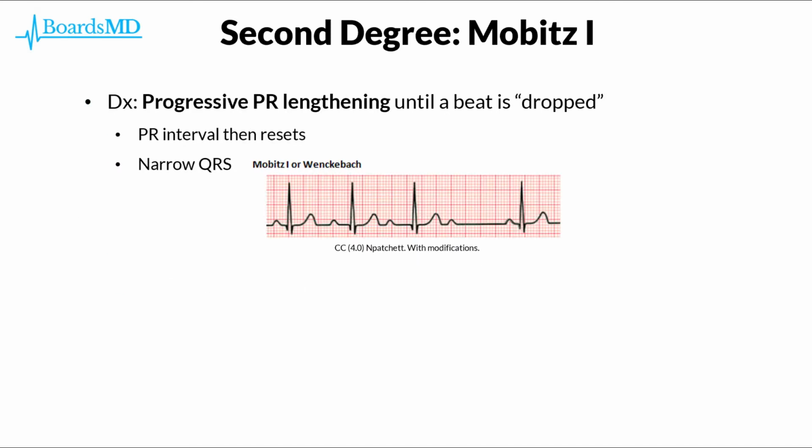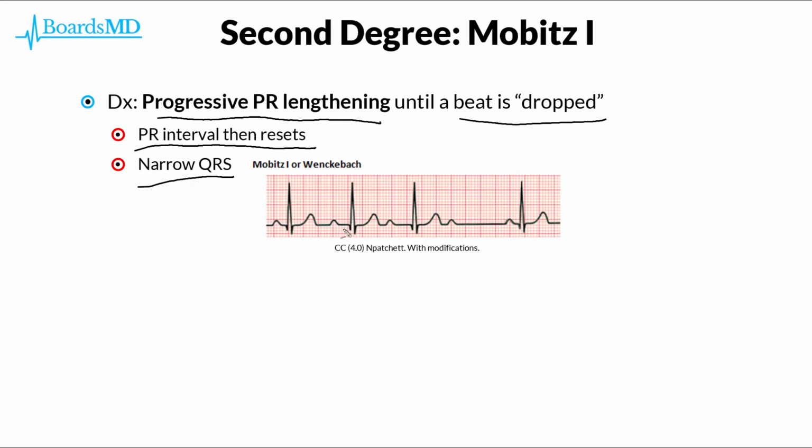In Mobitz Type 1 on EKG, classically this EKG is going to show progressive PR lengthening until a beat is dropped. The PR interval will then reset to its original length. These patients typically will also have a narrow QRS complex. This can be appreciated in our EKG in the center of the presentation, where if we take a look at the left-hand side here, we can see that this PR interval ultimately becomes longer when we take a look at this PR interval from here to here.